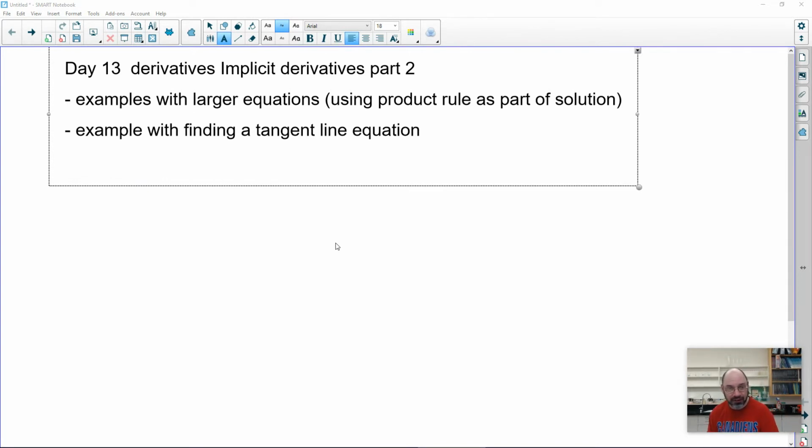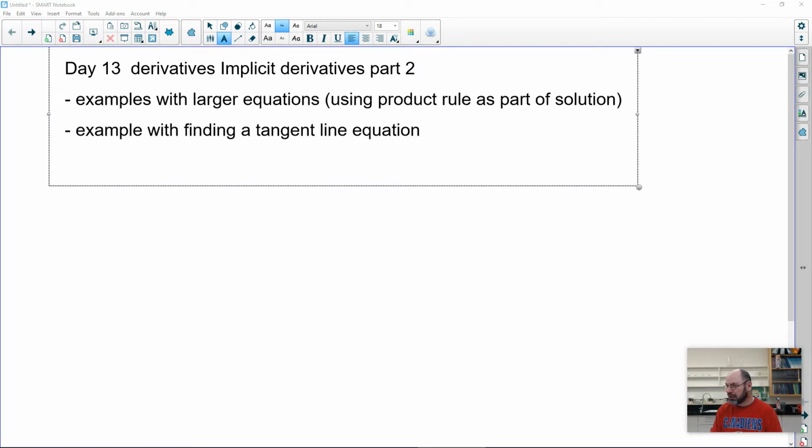So day 13, second part of implicit derivatives, we'll be doing some more difficult problems within there. And we're going to do 3 different examples today. And then tomorrow will be the practice day. So today will probably be about that 30, 35-minute video again. And practice will be saved for tomorrow.